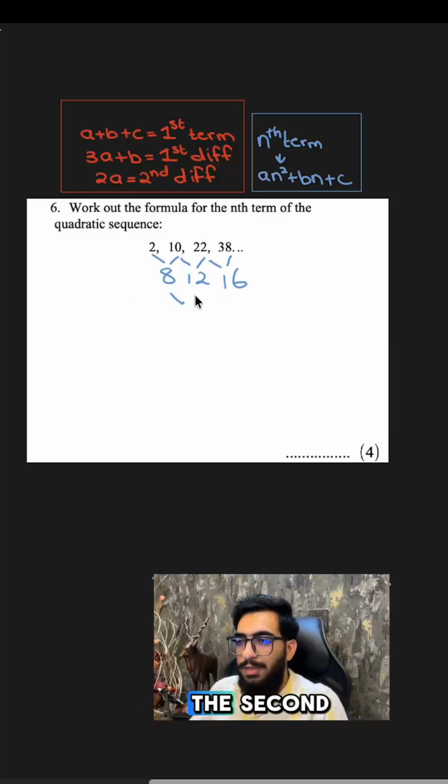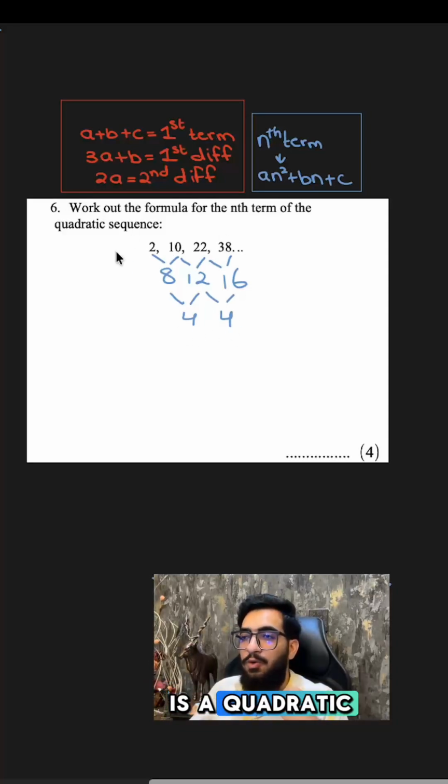So let's work out the second difference. 12 take away 8 is 4, and 16 take away 12 is also 4. So we see the second difference is the same, which is an indication that this is a quadratic sequence. Now here is exactly where we have to apply these formulas.